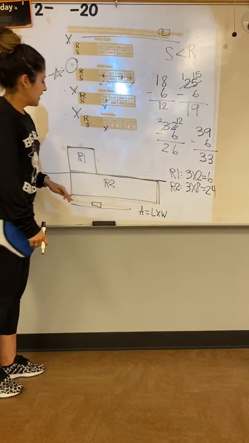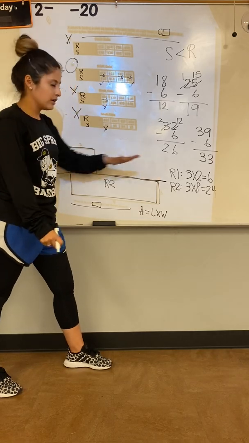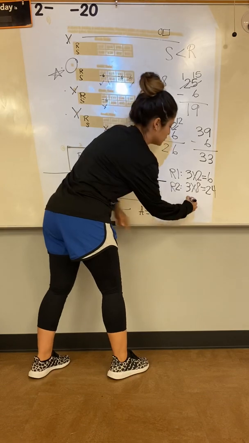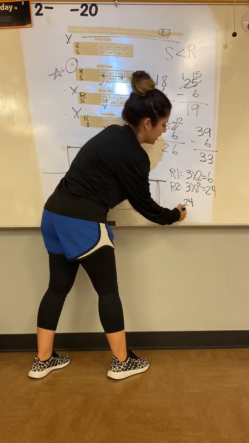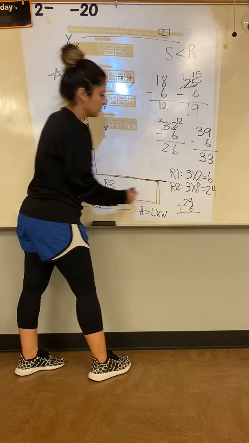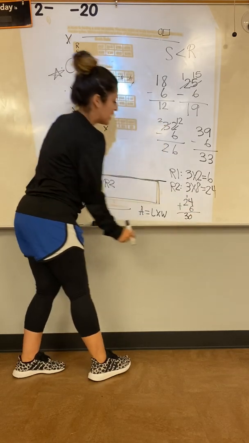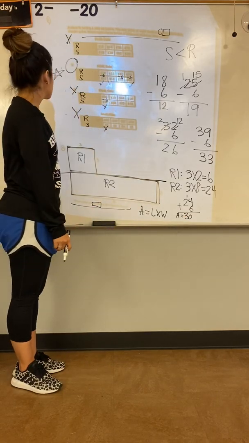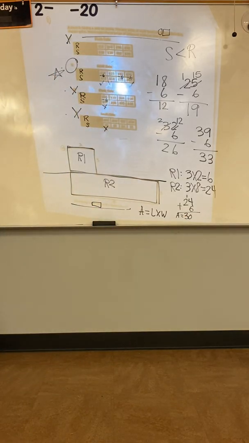Now, anything that we break apart, we're going to put it back together. So I'm going to take my area of 24 and my area of 6 and put those back together to find my total. So I have an area of 30. All right, last one together. Let's move to number 5.